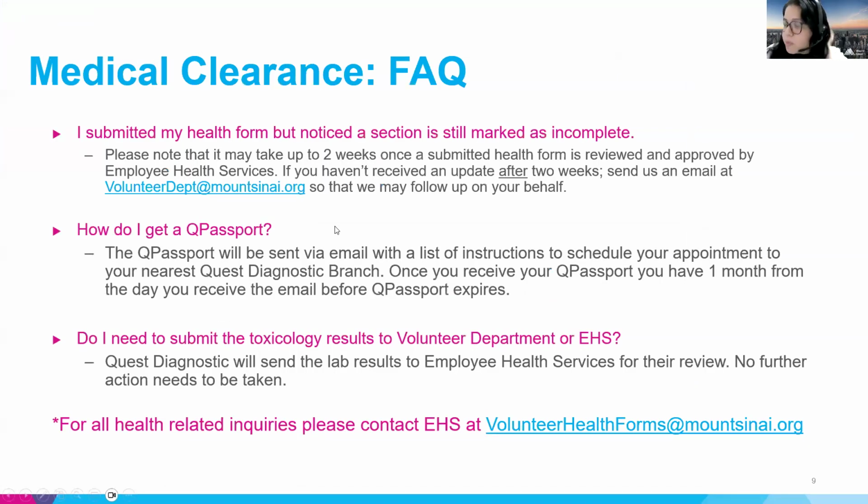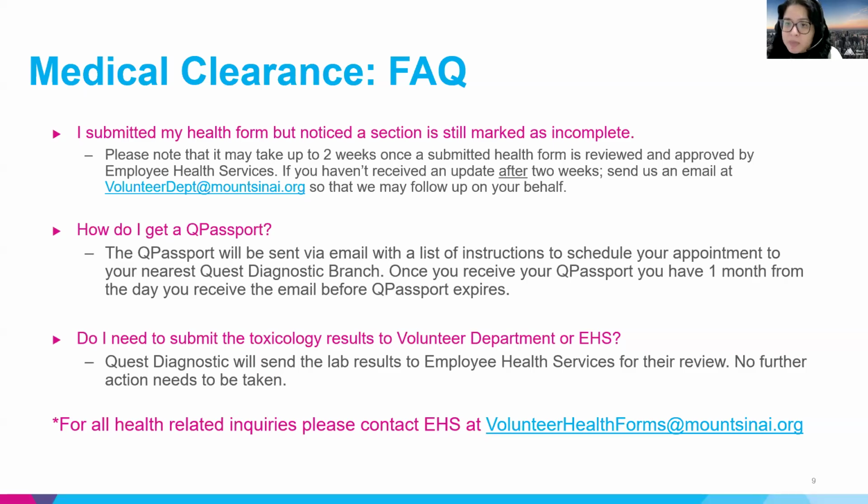Frequent asked questions about the medical clearance process. I submitted my health form, but notice the section is still marked as incomplete. So it could take up to 2 weeks once a submitted health form is reviewed and approved by Employee Health Services. If you haven't received an update after 2 weeks of submitting your health form, please send us an email at volunteerdeb@mountsinai.org and we will follow up on your behalf requesting a status update.